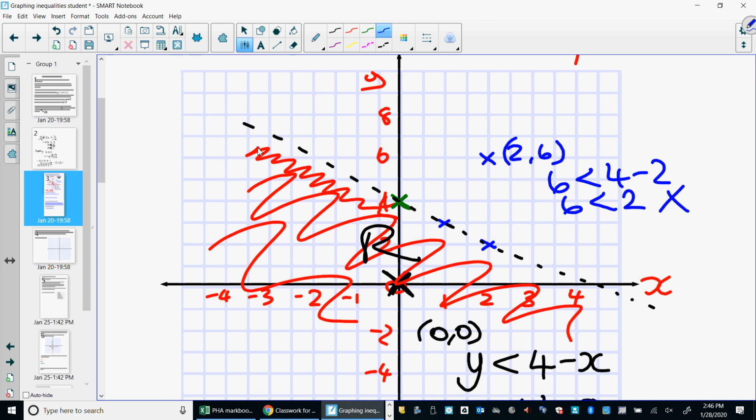Oh, so you could choose any coordinate. Yes, so that's what I'm saying. 6 is more than 2, so that's not true. And the next one is 0 is less than 2.